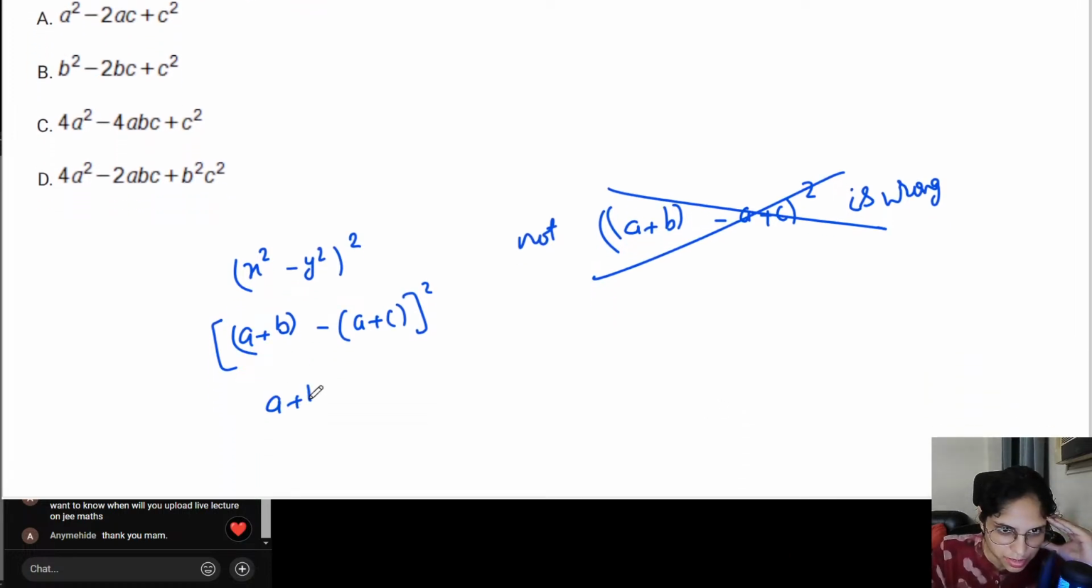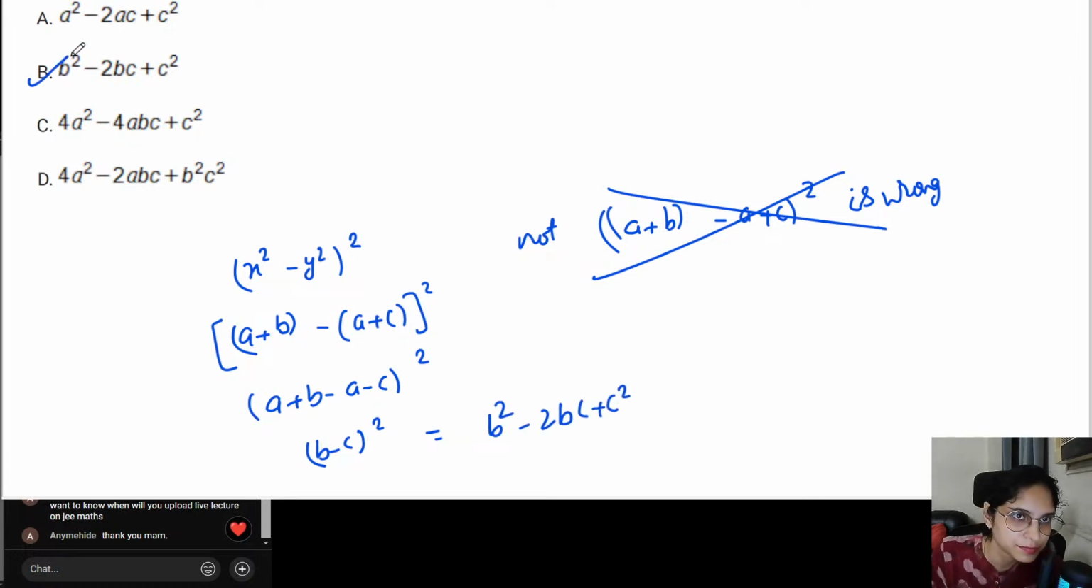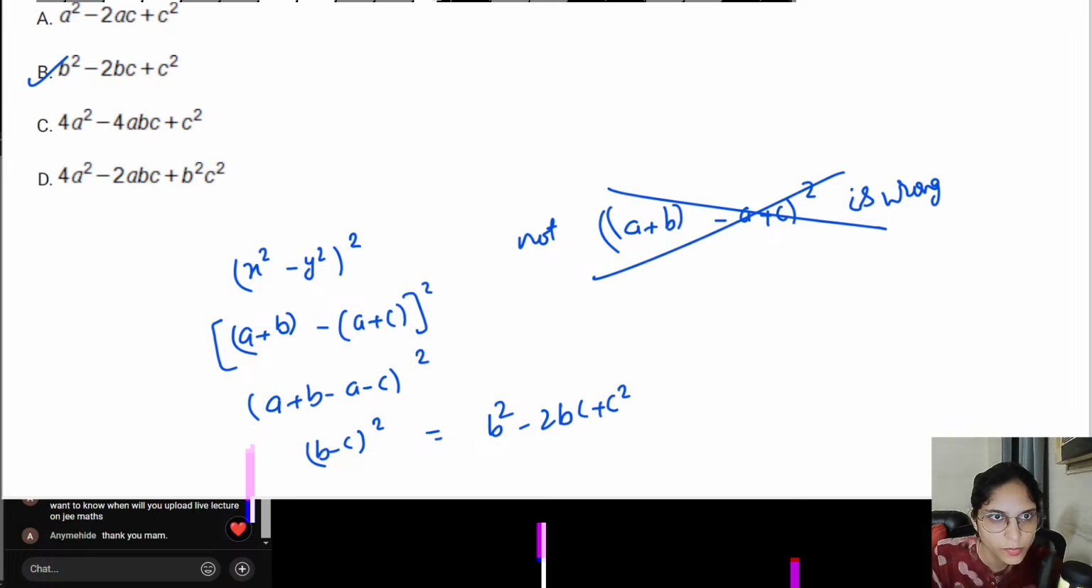Yeah, now so a plus b minus a minus c whole squared. A cancels, it's b minus c whole squared. That's very simple, because it's just b minus c whole squared, so b squared minus 2bc plus c squared. That's your answer. I hope that makes sense. This was 25th. Next one is 26th.